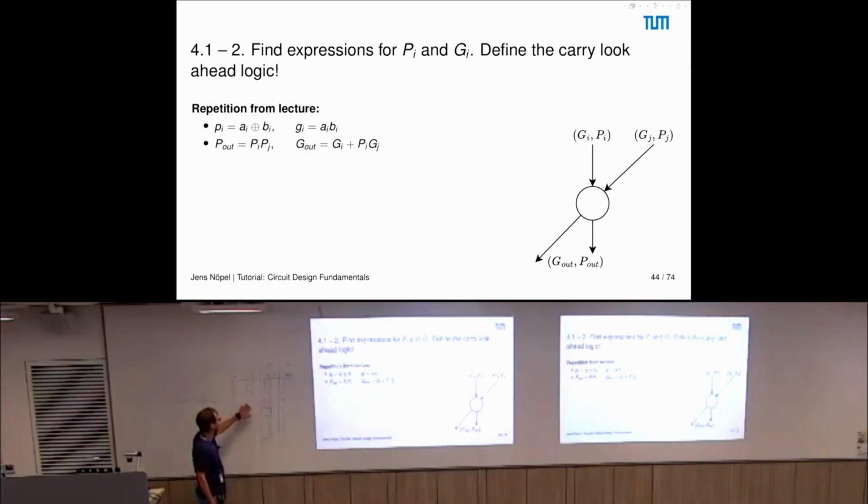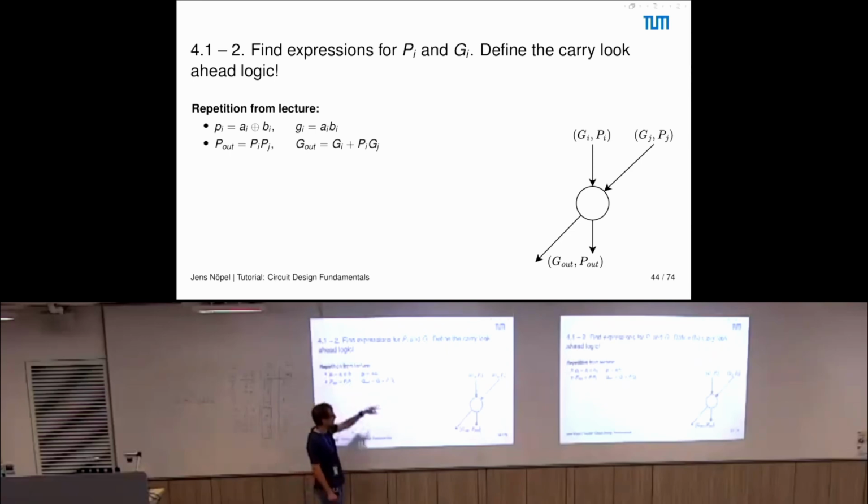If we have the same, then we have a generate. And now the thing is, okay, we have such a processing element here, right? And this is our P out and our G out. And now the question is, how do we come to this P out? We just take the two P's from the input, so Pi and Pj.